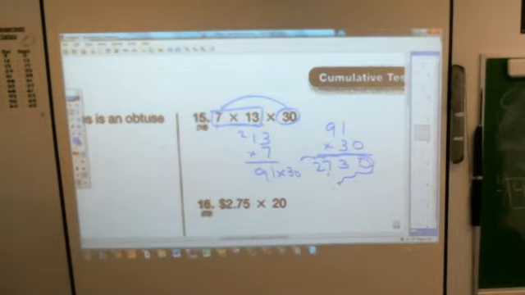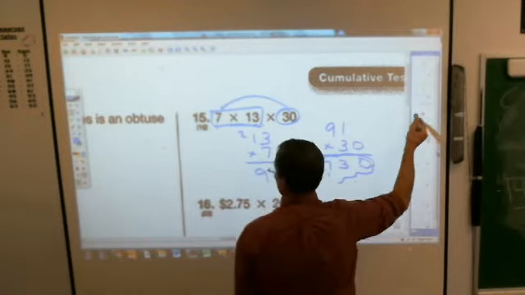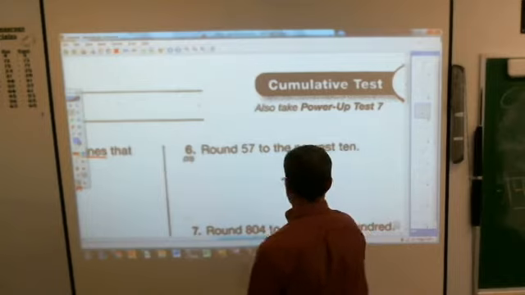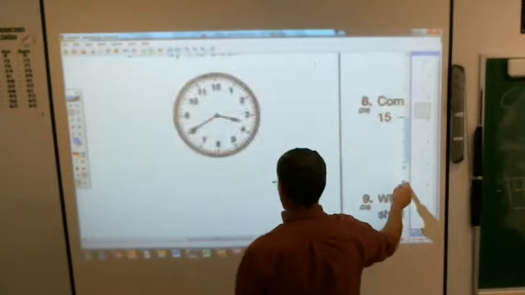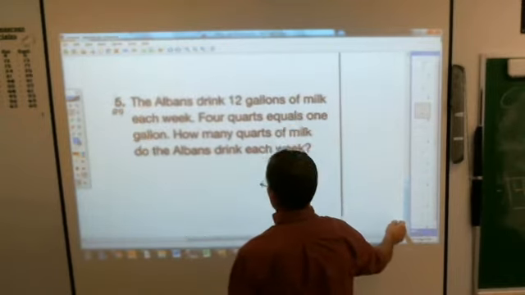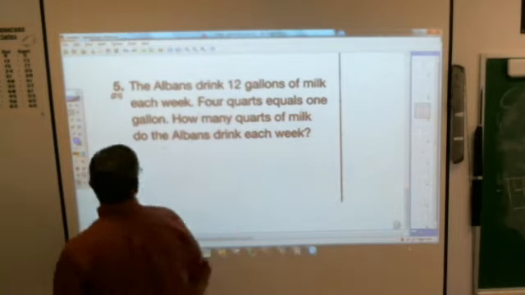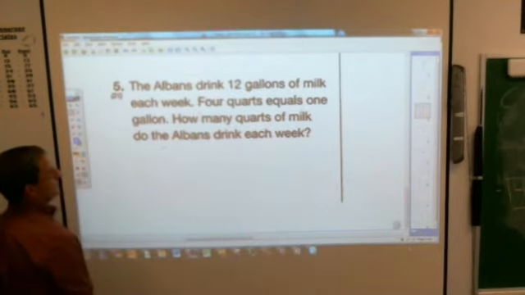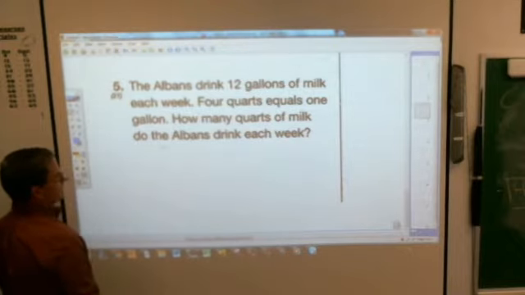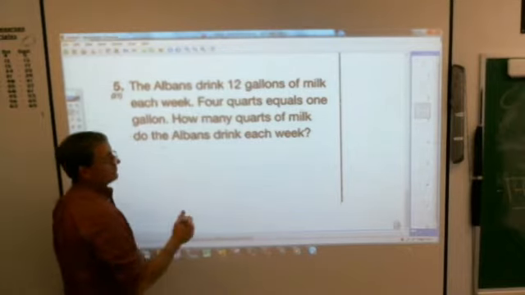Allie? I don't understand number 5. Problem number 5. Let's get to problem number 5. If the Alvins drink 12 gallons of milk each week, wow, 4 quarts equals 1 gallon. How many quarts of milk? So here's what I would do. All right, how many gallons?